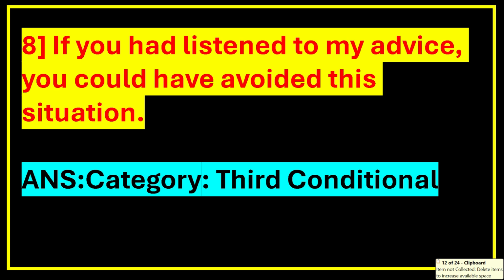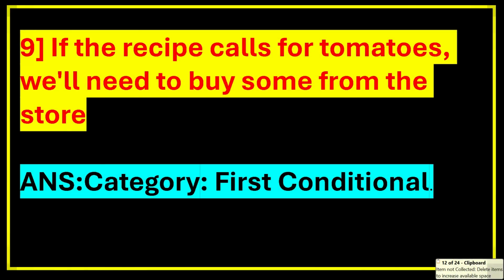This sentence talks about a hypothetical past event and its possible outcome. The speaker suggests that the person did not listen to the advice, and as a result, they did not avoid the situation. Third conditionals are used to express regrets or unreal past situations, making this sentence a third conditional sentence.